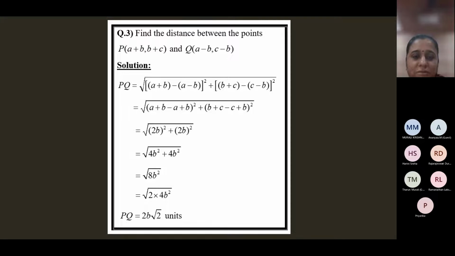All right, so I don't remember seeing the answers to the questions I shared on WhatsApp. So let's see them now. So this was the first question. Find the distance between the points.